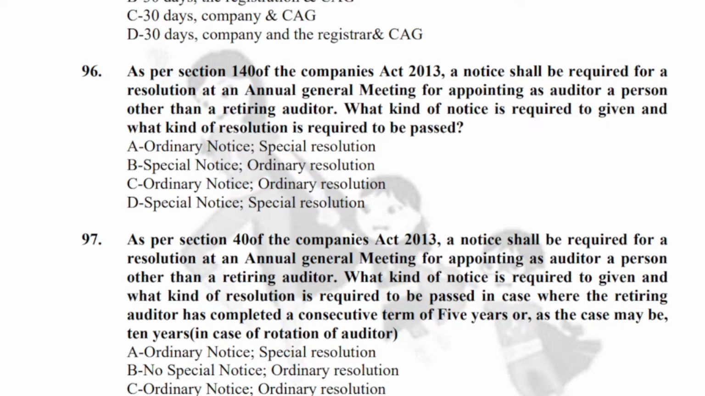Now if you see alternative D, it says no special notice and special resolution, right? So here there's a confusion between alternative A and alternative D. Which alternative should I choose? Be very careful. We need to choose the most perfect alternative, and the most perfect alternative here is A. D is saying no special notice, but no special notice means ordinary notice, right? So ordinary notice and special resolution, A is the most correct answer in case of question 97.